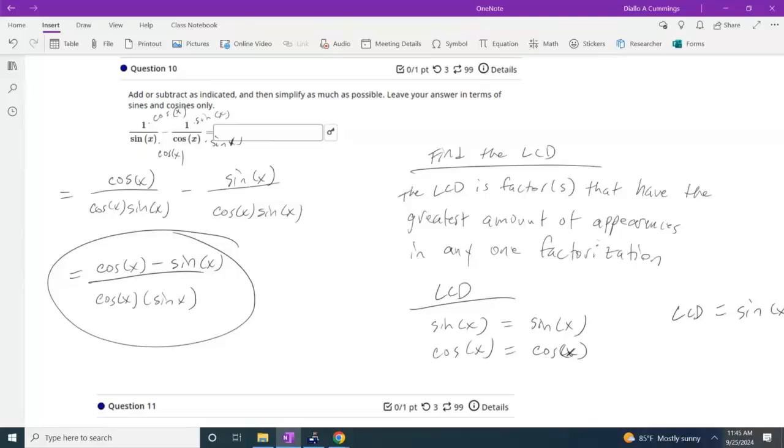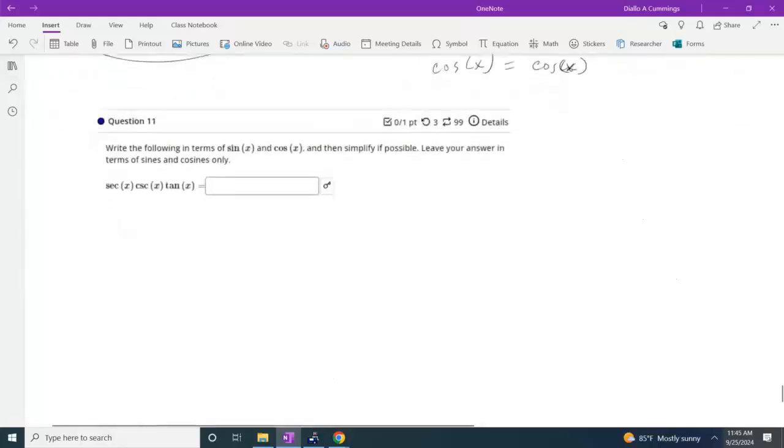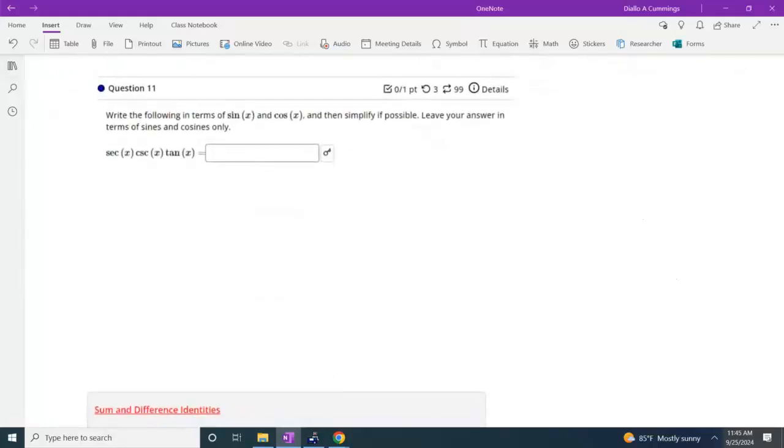All right, any questions about 10? All right, so you should have cosine x minus sine x divided by cosine x sine x. Okay, and I'll just go to the next one. All right, and then number 11.